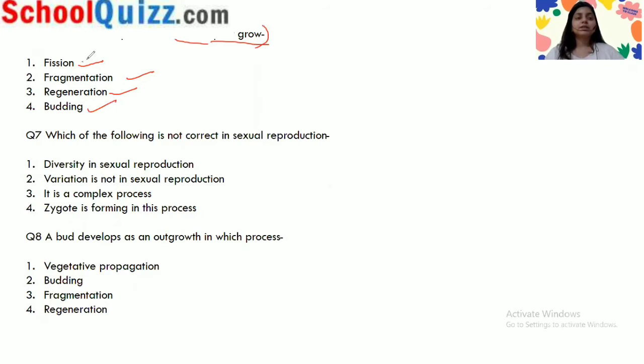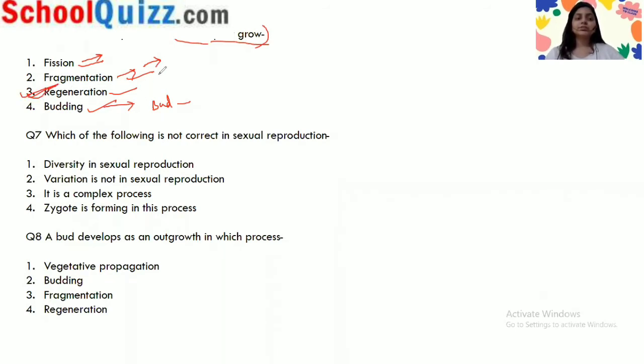So we know that in fission, the parent cell divides into two daughter cells, or many daughter cells. And in fragmentation, we have recently seen that the body, on reaching maturation, divides into small pieces. Okay, so this will not be the answer either. And in budding, what will happen? The bud grows as an outgrowth in a specific area, and then it will detach after its maturation. Okay, so this is also not the answer. So the answer will be regeneration.